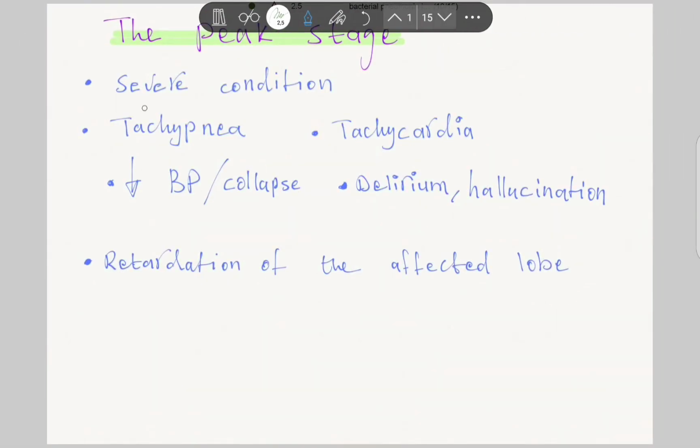Next, the peak stage. In this stage, the patient's condition becomes severe. It becomes worse, developing tachypnea and tachycardia, and the blood pressure decreases, and sometimes even collapse occurs, especially in severe pneumonia, and delirium and hallucination continue. And of course, the retardation of the affected lobe persists.